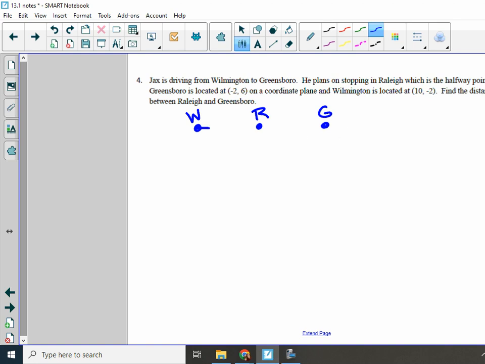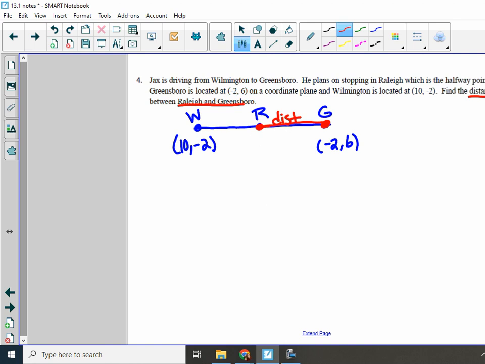Yes. All right. So they tell us Greensboro is at negative 2, 6, and we're told Wilmington is at 10, negative 2. And then they don't ask you what the point is for Raleigh. What do they ask you? The distance from where to where? Raleigh to Greensboro. So we're going to have to figure out the distance between these 2 points, but that means I need Raleigh, right?